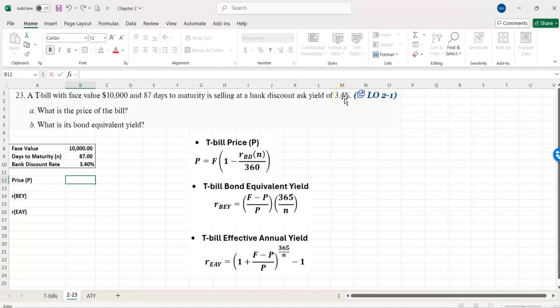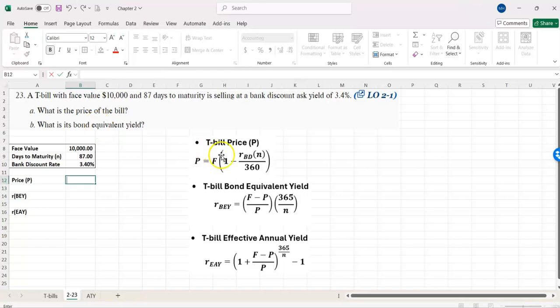And so you need to remember that you always pay the ask yield, and you would receive the bid if you sell. That's the way the dealer makes their living.